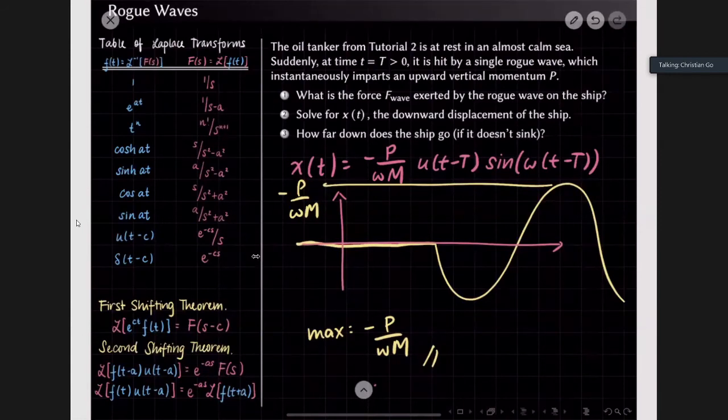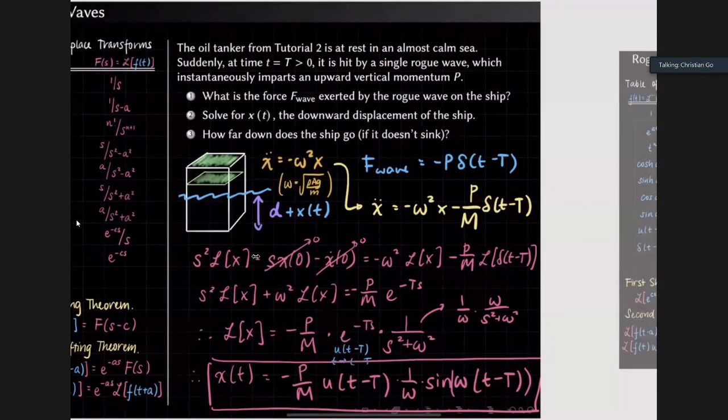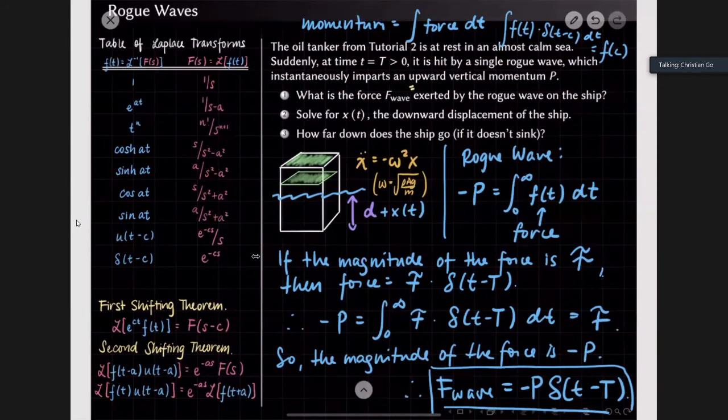Okay, can you repeat the multiplication of the Dirac delta and the force? So the idea is that I want to figure out what the force of the wave is. If the force of the wave were just constant, that would just be, let's say, big F, constant value. However, it's not a constant force that's applied over all time. It's a constant force that's only applied instantaneously.